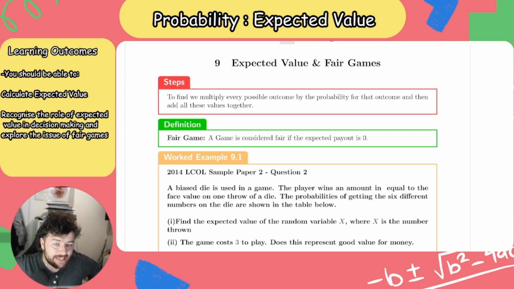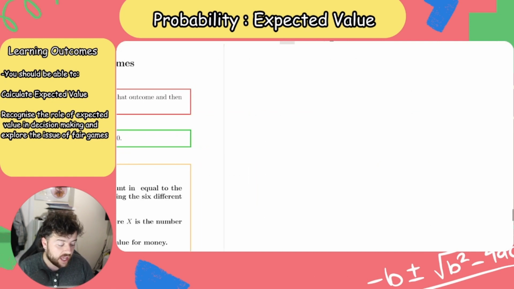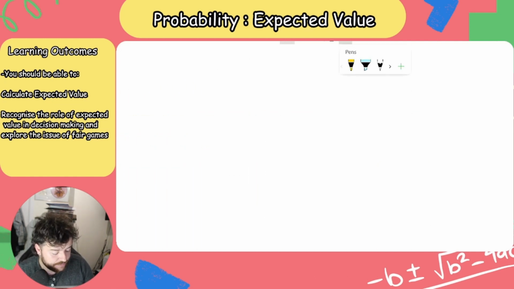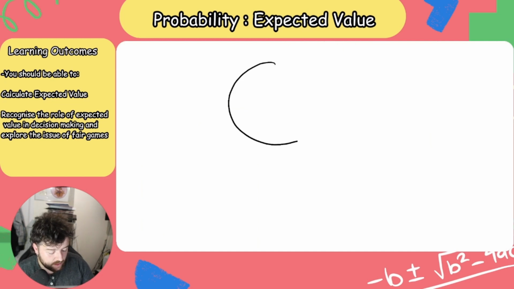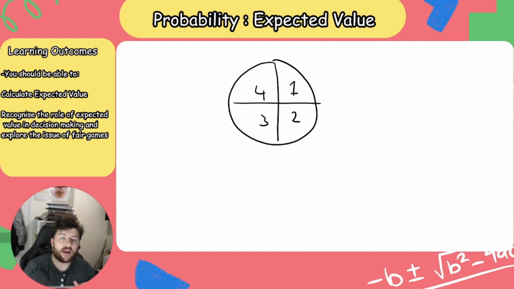So what is expected value? The expected value of something is, say for example, I have a spinner here. There's a spinner: 1, 2, 3, 4. The expected value would be, if I kept spinning the spinner, what would the average outcome be? And how do we calculate that? If I was to do this like 1,000 times, what would be the average outcome?